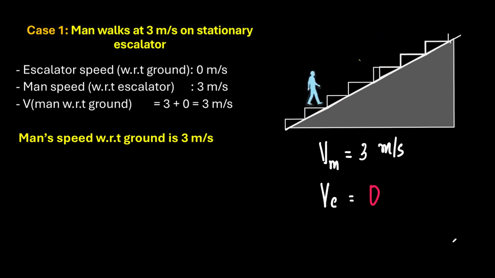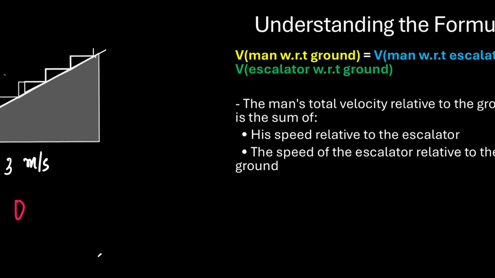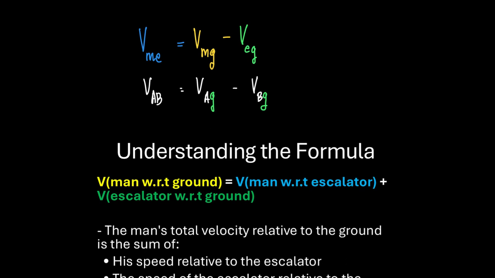All right? Let's see what do we have here. Man walks at 3 meters per second on a stationary escalator. What do we have here? Which means, let us write on the formula. Let's bring it over here. Oops, my bad.